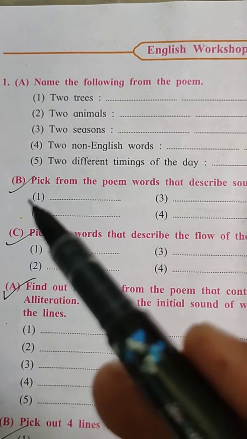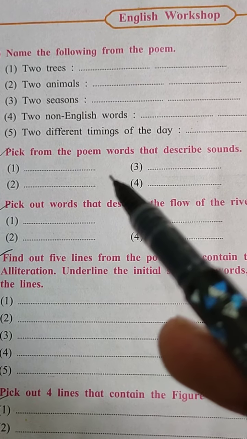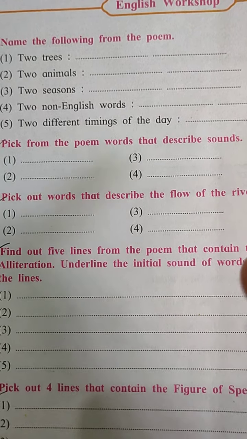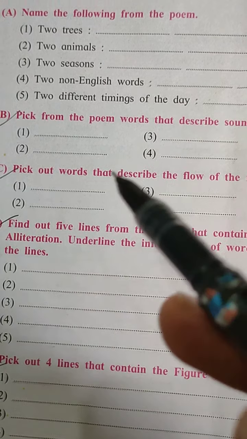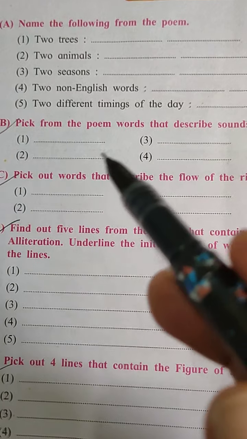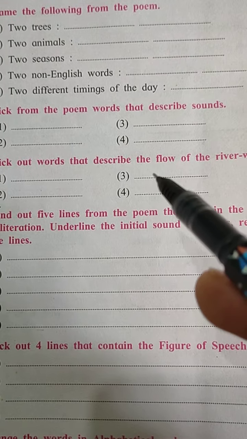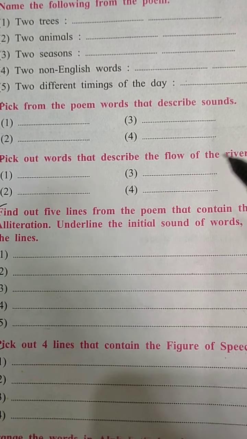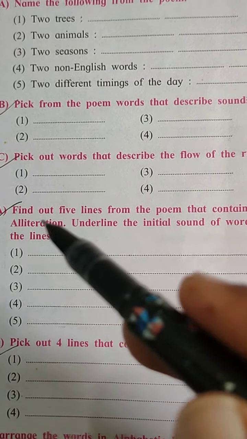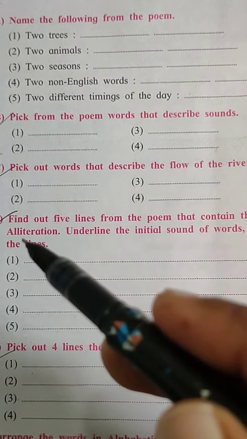English workshop. Pick out from the poem words that describe sound, that is the chirping of the maina, the jackal's howl, and that is the sound in this poem. Pick out the words that describe the flow of the river's waters, that is meanders, M-E-A-N-D-E-R, meanders. Find five lines from the poem that contain figures of speech. Alliteration.